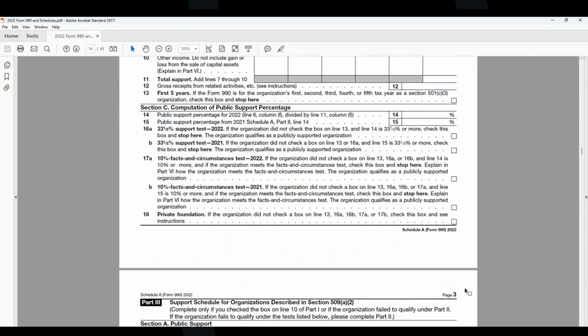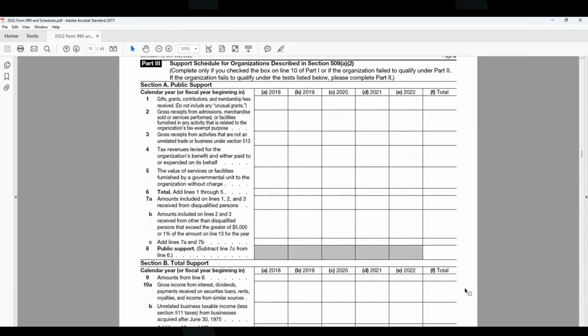Okay, so if you go to the next test, the good part about it is line 2 and 3, the group gets to count donations and grants. They get to count program revenues under line 2 and 3, and maybe a few other things they get to add. So you get to count these other things, which might help you.